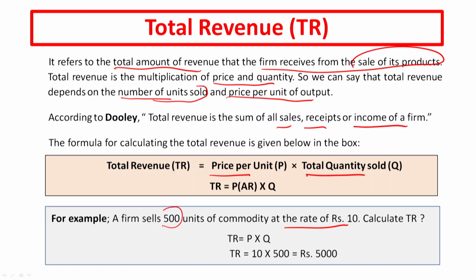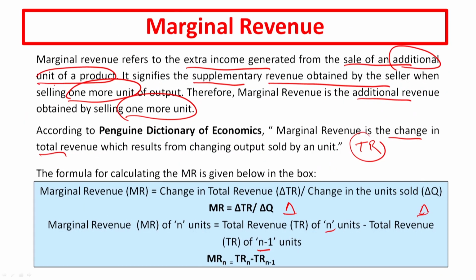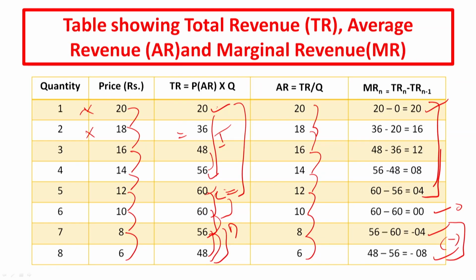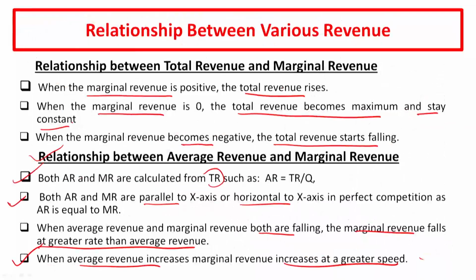I discussed with you that the formula for total revenue was price into quantity sold. Average revenue was TR by quantity sold. And marginal revenue was delta TR upon delta Q. Then we talked about the relationship between TR, AR and MR. You are able to see on the screen, we have discussed all these. Then I showed you the diagram of TR, AR and MR, the explanation of it, and the relationship between TR and MR and AR and MR, which is very relevant and of use for practical grounds. Even in competitive exams, many times this question is asked.